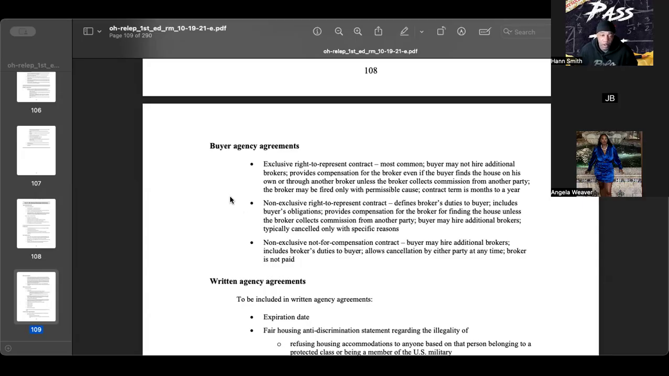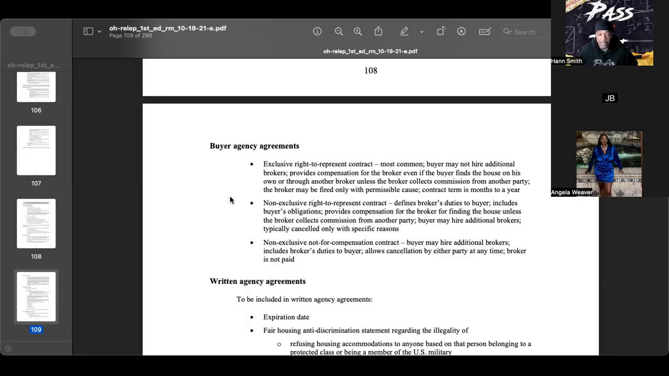The buyer may hire additional brokers, and it's typically canceled only with specific reasons. So this one is just like, you can work with anybody, right? I'll find a broker, but I can be working with somebody else. Pretty much that's how that differs from the other one. All right. And typically it can be canceled only with specific reasons. It's probably a lot less than the first one. So you need to know that non-exclusive right to represent means that person can work with other brokers, and the person that finds them a house is who's going to get the commission from that buyer.